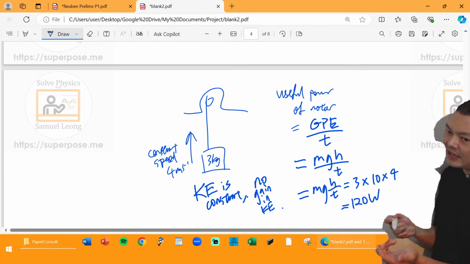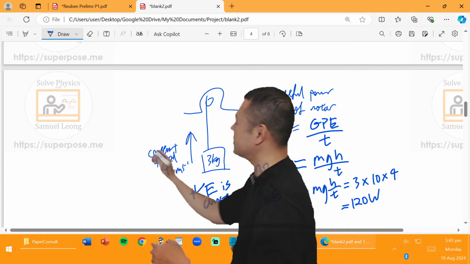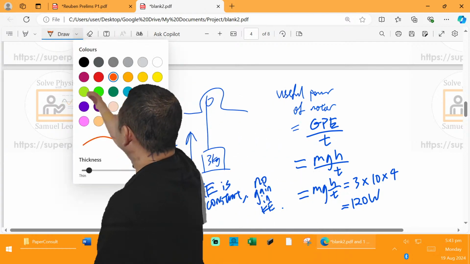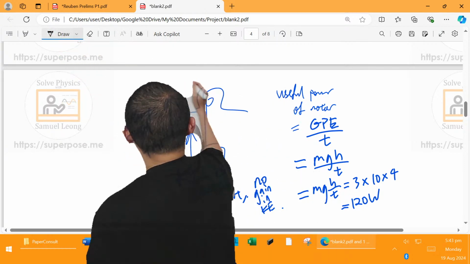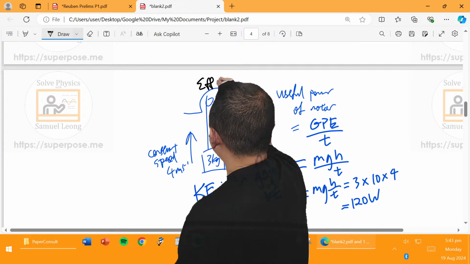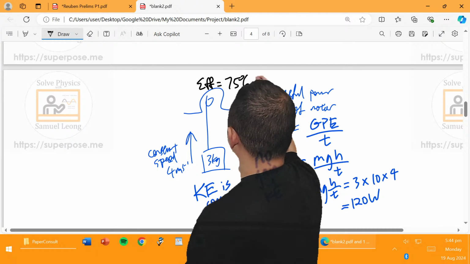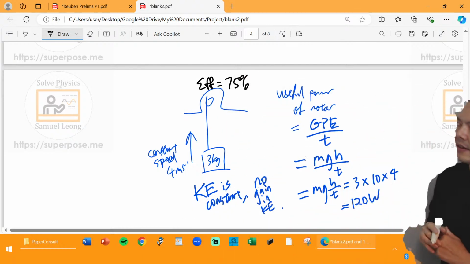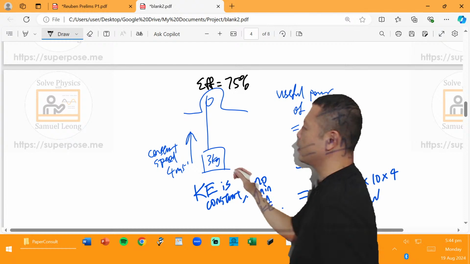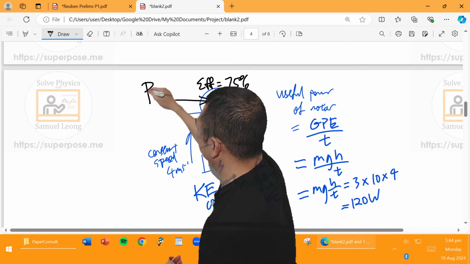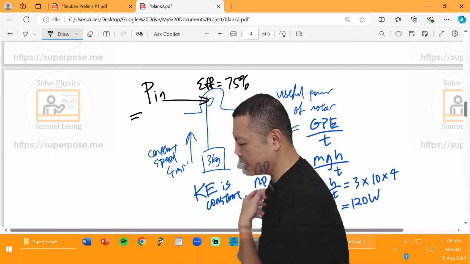So I can throw in efficiency. Let's say I tell you that the efficiency of this motor is 75%. If the motor is only 75% efficient, then my question to you is, what's the input power? How much is the input power?